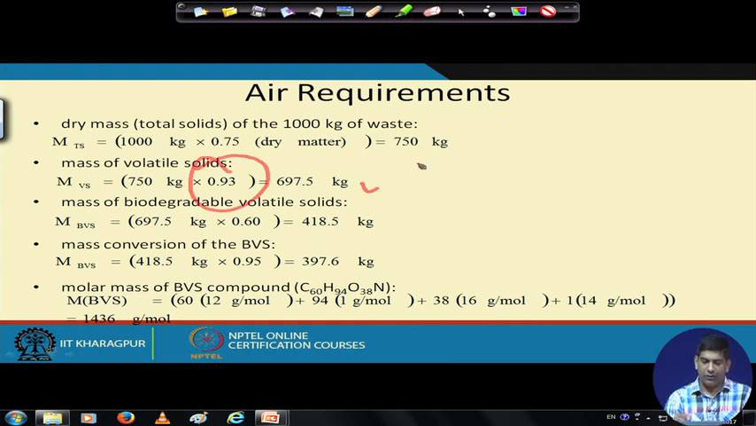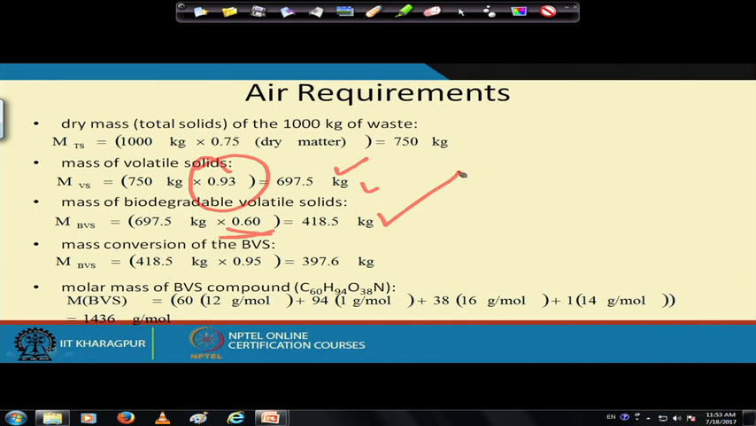Now once we know the volatile solid, we have been told that biological volatile solids is 60%. So we take this number, then 60%, and we get the mass of biological volatile solid. Now out of the mass of BVS, 95% is what is going to react. So conversion is 95%. With this, we get 397.6 kilograms. So that's the mass of BVS.